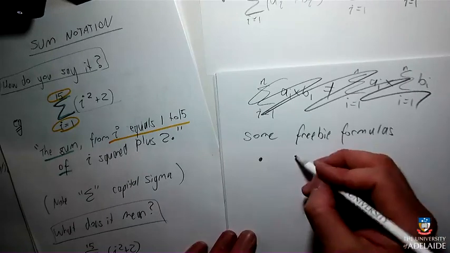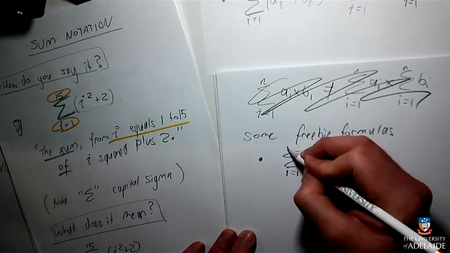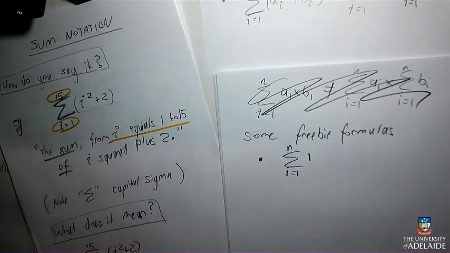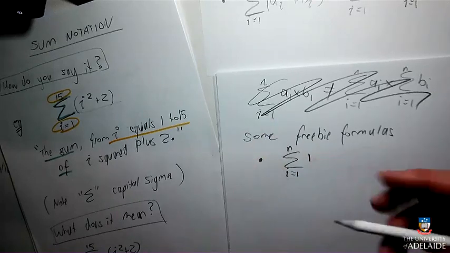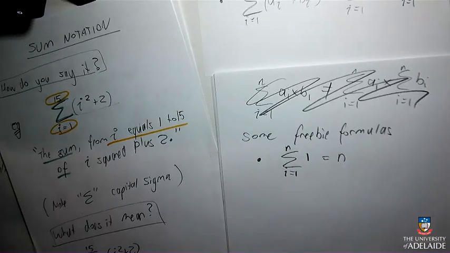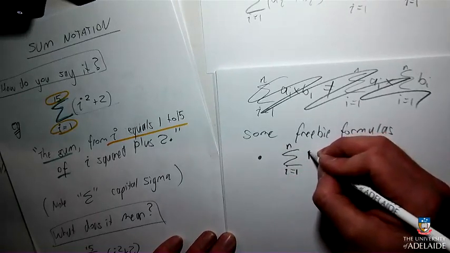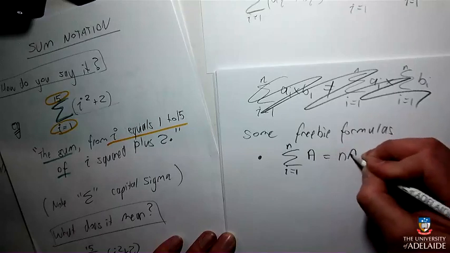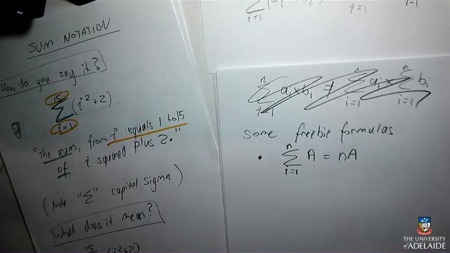So if you add up n lots of 1, that's what this is. This is 1 plus 1 plus 1 plus 1 plus 1 plus 1, n times. The answer is n. And that goes just as well for any number at all. It'll just be n lots of 4 or n lots of whatever. So if I put a letter here, it'll be n lots of a. Okay. Cool.